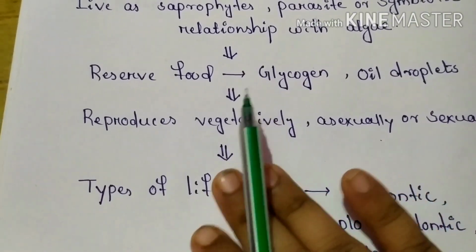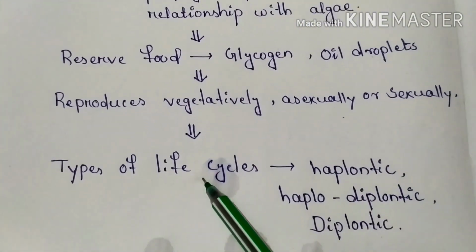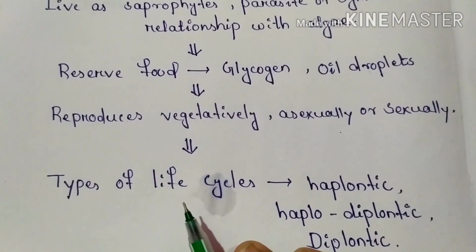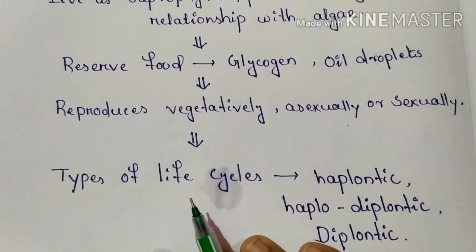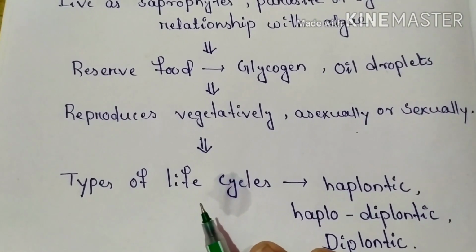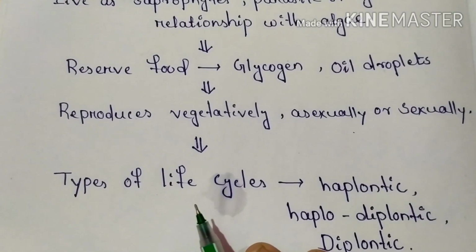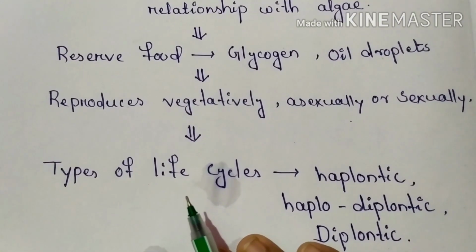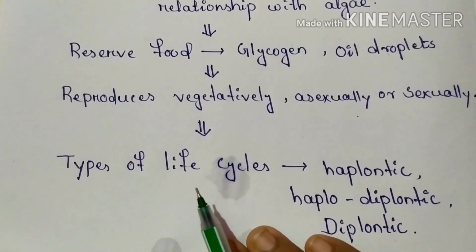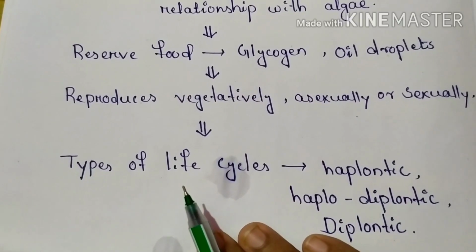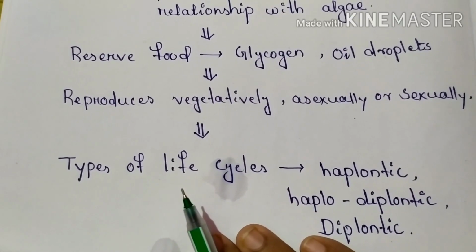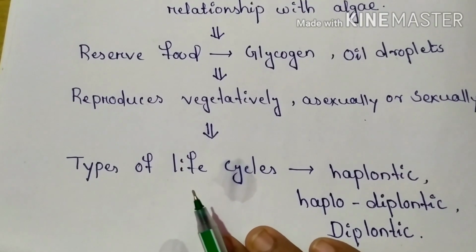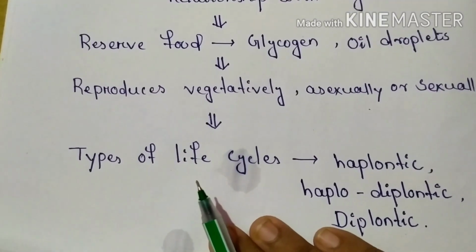Then next point, fungi exhibit three types of life cycles, that is haplontic cycle, haplodiplontic cycle and diplontic cycle. In haplontic cycle, most of the lifespan of fungi is dominated by haploid cells, and in diplontic condition, most of the life cycle is dominated by diploid cells, and in haplodiplontic condition, the life cycle is equally dominated by haploid and diploid cells.